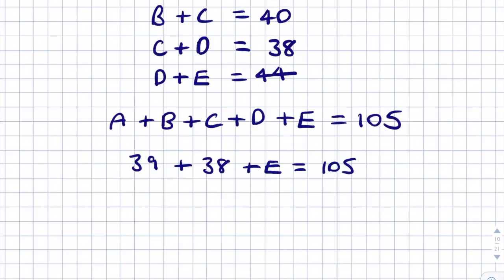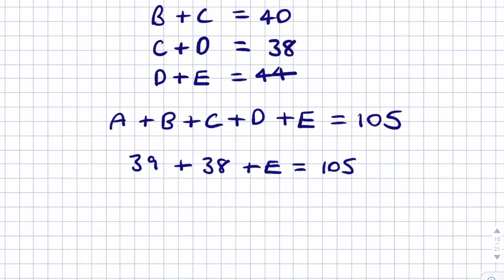And then once we've got Eve's age, we can use the formula D plus E equals 44 to work out Dan's age. Then we've got Dan's age, we can work out Claire's age. When we've got Claire's age, we can work out Bob's age. And when we've got Bob's age, we can work out Alice's age. We can compare all the ages, work out which one's the youngest, and then we can find out our final answer.